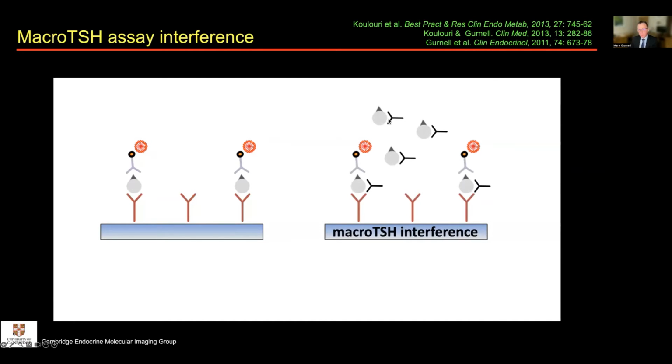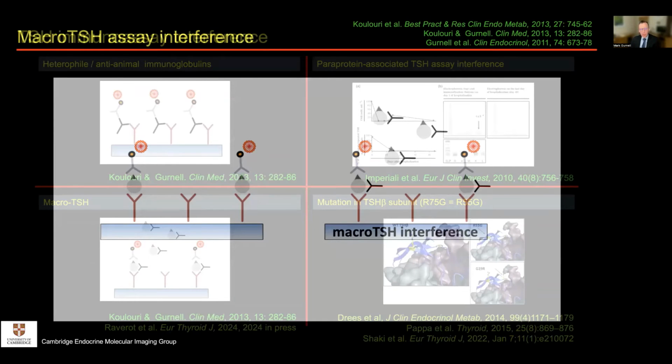On this occasion, the immunoglobulin binds to TSH, but it binds in such a way that it leaves it still able to bind to both capture and detection antibodies, so it has immunological reactivity still, but obviously the presence of the immunoglobulin bound to the TSH prevents it from being biologically active. So this is indeed a form of assay interference.